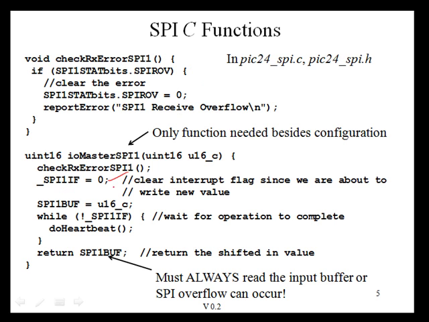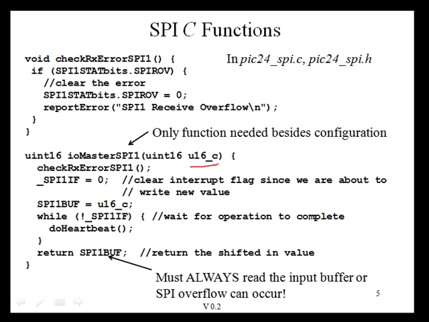This is going to be set to a 1 when a complete value has been received. We're then going to write this value to the SPI buffer, and then we're going to wait for this interrupt flag to be set. When it's set to a 1, it means that the SPI transfer has finished, and a new value, the value that got clocked in during the SPI transfer, is now sitting in this special function register, SPI1BUF, and we're going to return this. You have to always read this buffer after doing a SPI transfer, or else you could cause SPI overflow.